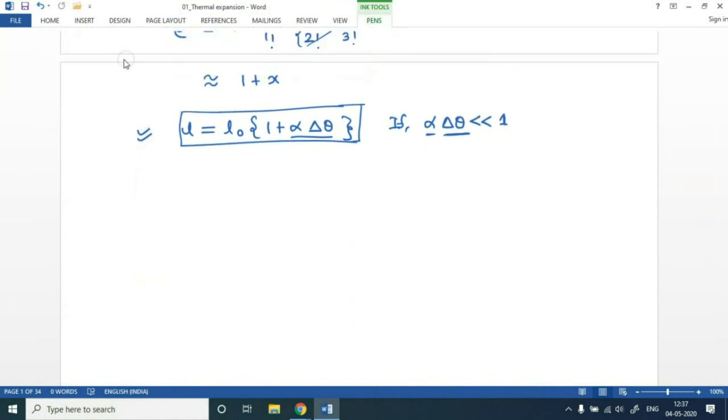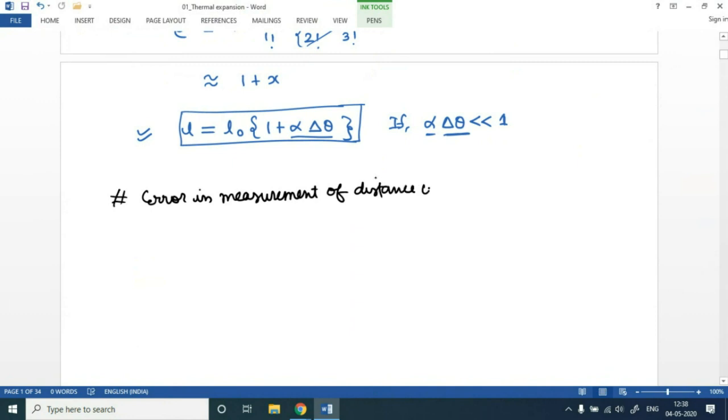One case I will take is error in measurement of distance using a metallic scale. Let's try to understand this by taking one example. There is a scale here, and there would be several markings on that scale. The smallest division which this scale can measure is known as the least count.